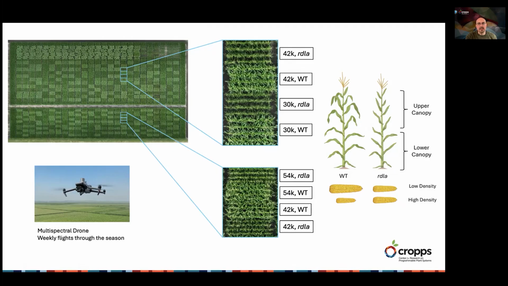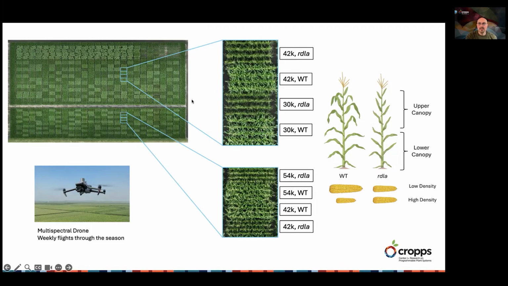optimum productivity. For the past 2 years, we've grown wild-type and RDLA mutant hybrids in large multi-location yield trials that look at genetic modifiers of the RDLA phenotype and its interaction with planting density. This picture at the top left shows our 2025 field and the scale of the research. This trial has 125,000 maize plants in it.